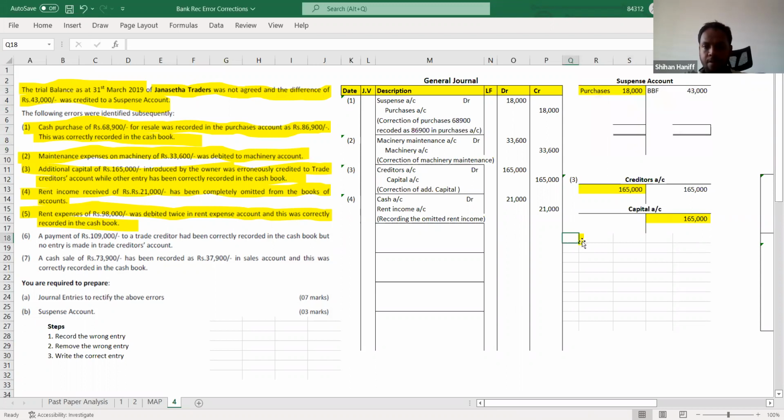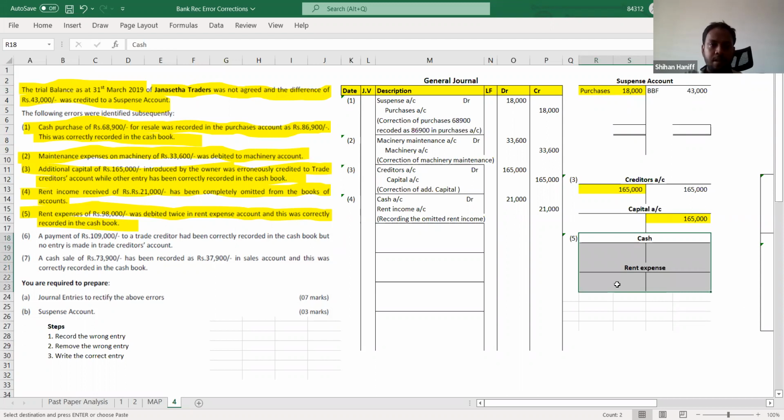Number 5. Okay, so we need a cash account and a rent expense account. 98,000 cash account, they have correctly recorded 98,000. But in rent expense account recorded twice, 98,000, 98,000, 2 times.